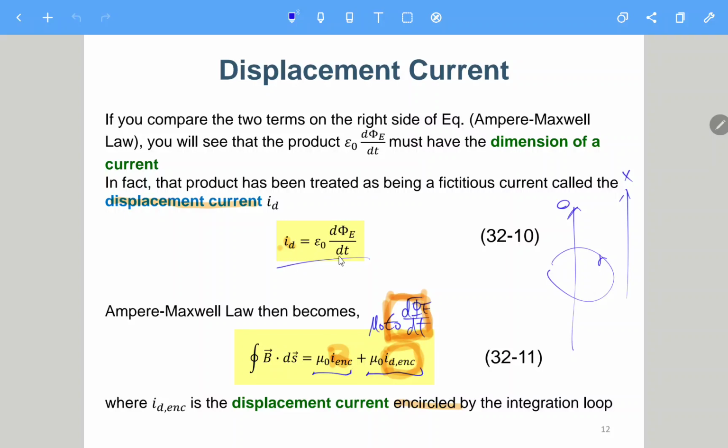So why can we consider this to be the current for the capacitor? Suppose we have I_d equals epsilon naught d phi E dt. We just verify it for the parallel plate capacitor. For the parallel plate capacitor, we assume that the E field is uniform, so the flux is just E times A, and we can move A outside, so it becomes epsilon naught A dE dt.